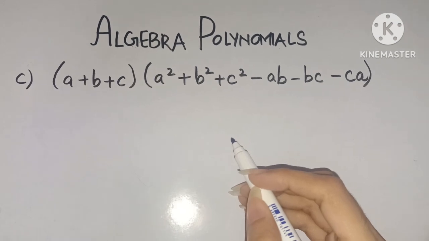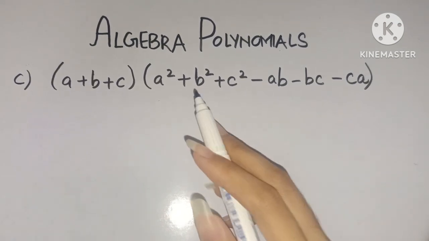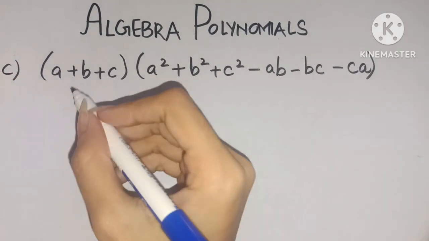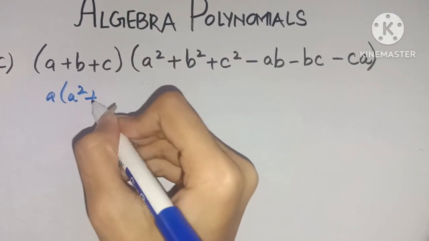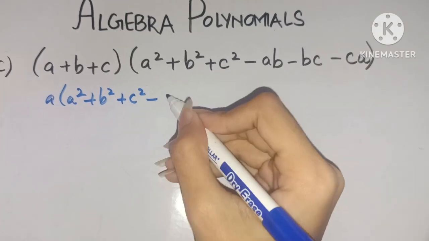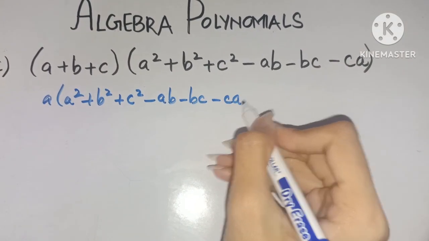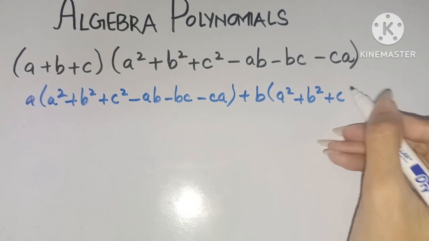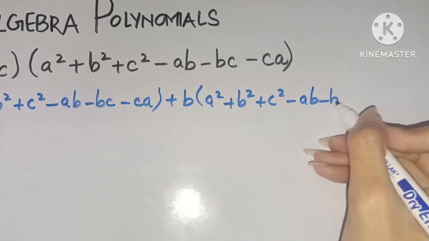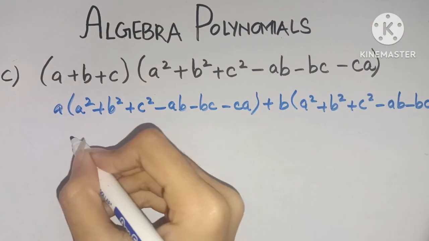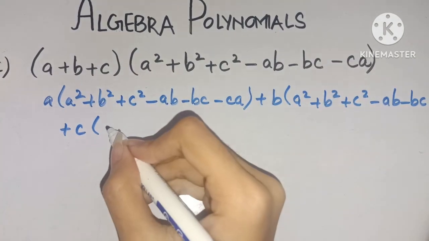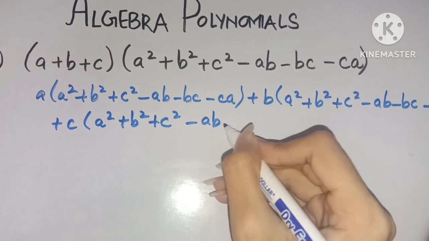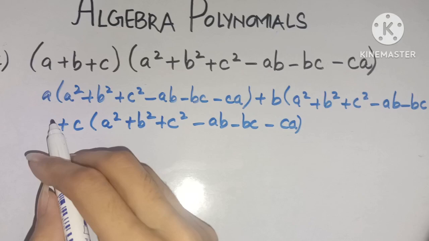Assalamu alaikum students. So we are here with the second part of polynomials in algebra. We are multiplying the first expression with the whole second expression. a will be multiplied with a square plus b square plus c square minus ab minus bc minus ca. Plus b will be multiplied with a square plus b square plus c square minus ab minus bc minus ca. Plus c will be multiplied with this whole expression: a square plus b square plus c square minus ab minus bc minus ca. Now we'll just simply multiply.